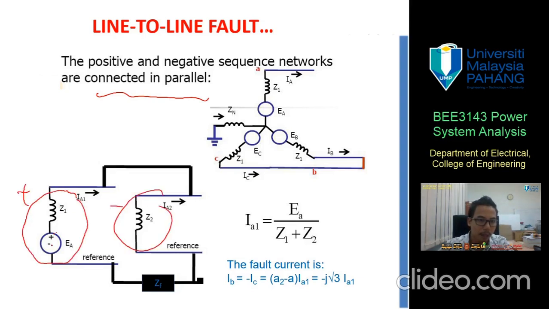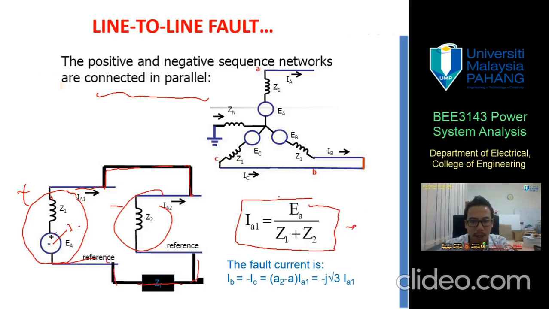So don't forget the generator. For positive you have the generator, and for negative without the generator, and this part is connected here, and the generator part is connected here. That's why it's parallel. So basically this is the equation that you're going to memorize. It's very easy.